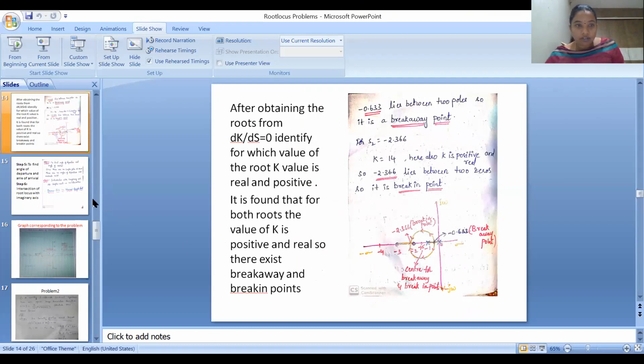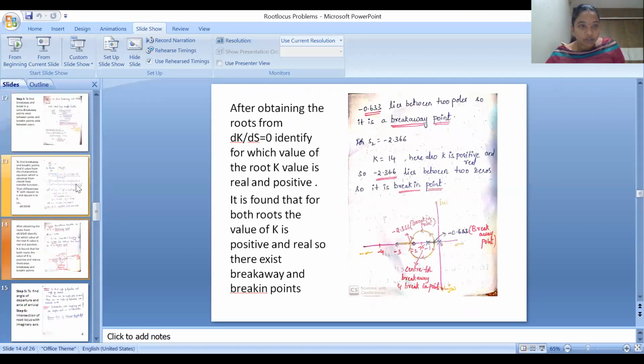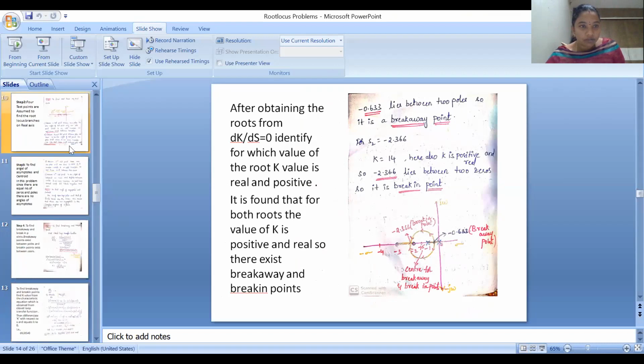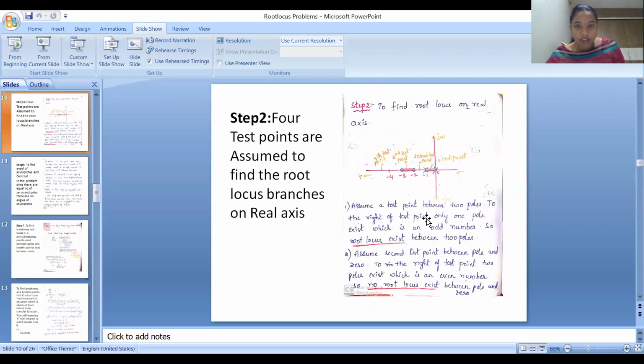Wait a minute, let me show you that figure once. Here, if you observe, minus 0.633 will be existing between 0 and minus 1, isn't it? Since it is between 0 and minus 1 and both are poles here, that point will become a breakaway point. I think I am clear.